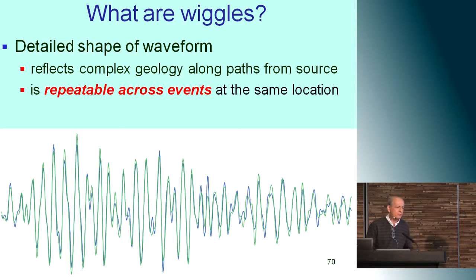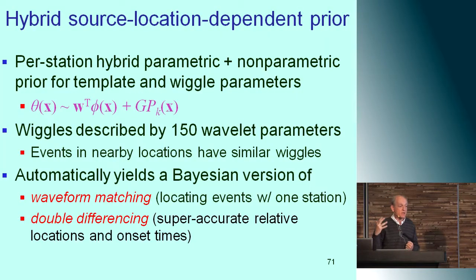So that means that we can't have a simple stochastic model that says the wiggles are just random noise, because that's not going to capture this repeatability. So in fact, we have to say that the wiggles are some function of the spatial location of the source event. And so what we do is we have parametric models for both the template shape and size and the wiggle parameters themselves, which are represented by a mixture of a parametric and a non-parametric model. Basically, we use a Gaussian process to describe what the wiggle shape looks like as a function of space. And we have a wavelet model for the wiggles. There are 150 wavelet parameters.